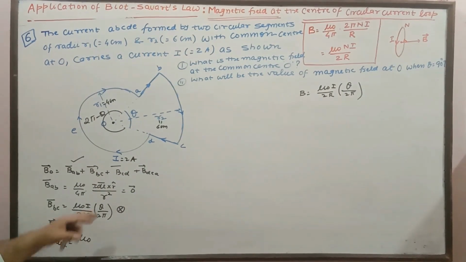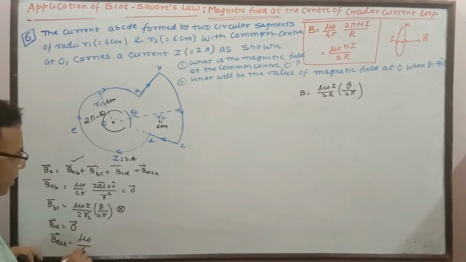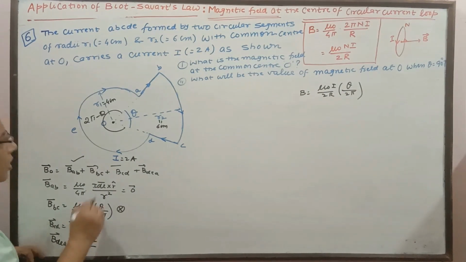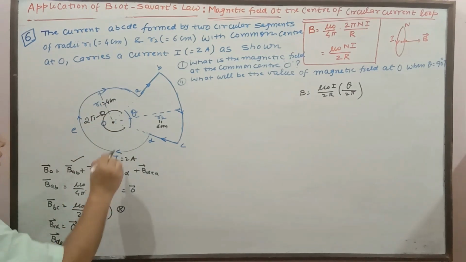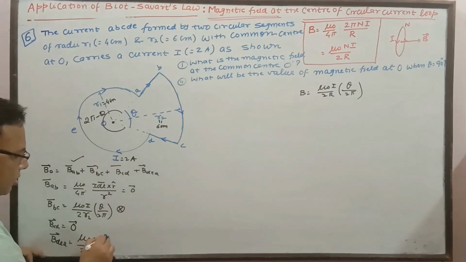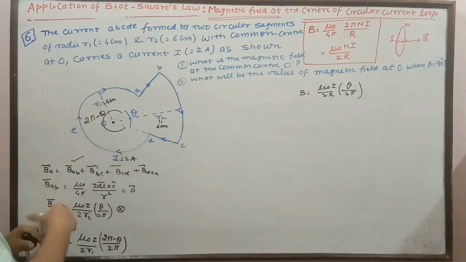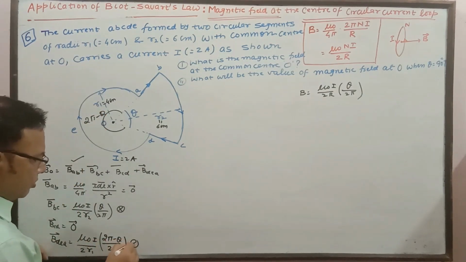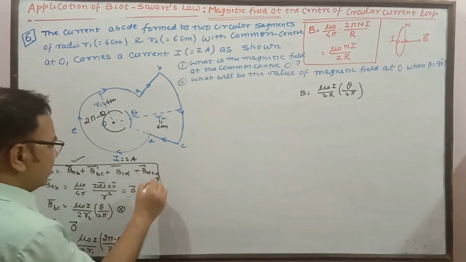B due to DEA is mu naught upon 4 pi, or here directly we can write mu naught I divided by 2. Here the radius is R1, so we put R1, and the angle is 2 pi minus theta, whole divided by 2 pi. The direction remains same inside, so cross. Here also we are going to see cross. So net magnetic field is this.